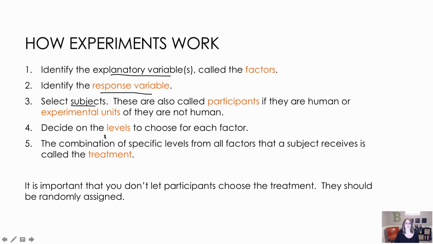Then we'll decide on the levels to choose for each factor. So the variables are called the factors. The levels are different levels for each one of those things. The combination of the levels and factors are called the treatment. So it's important that you don't let participants choose the treatment. That, of course, can make some bias. We're always randomly assigning them.